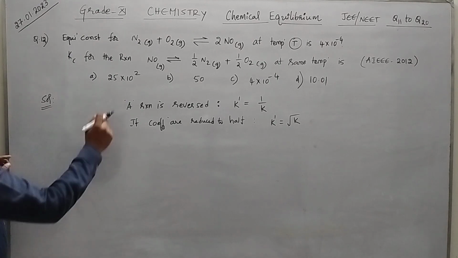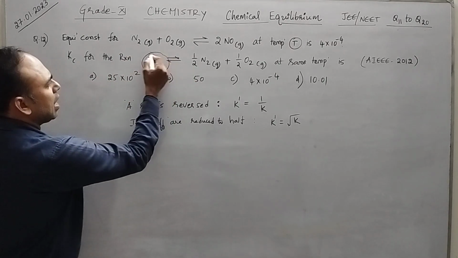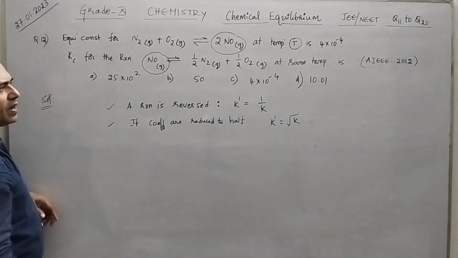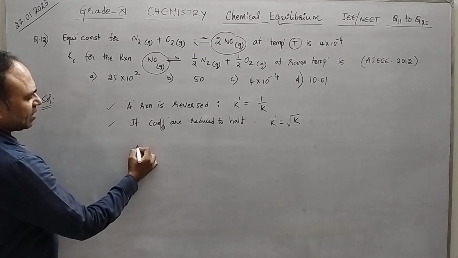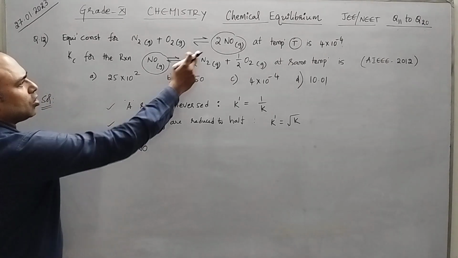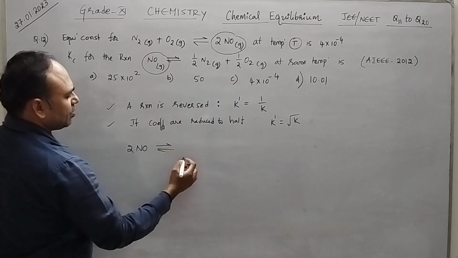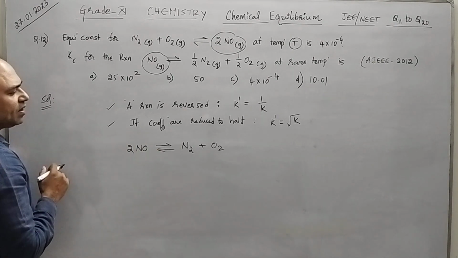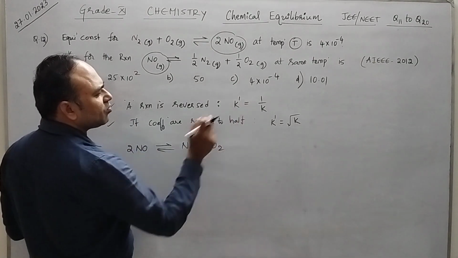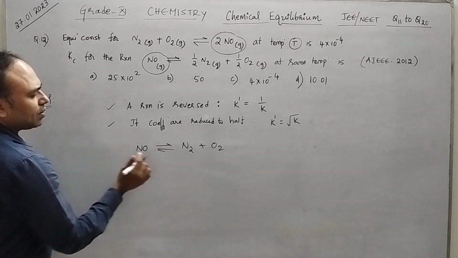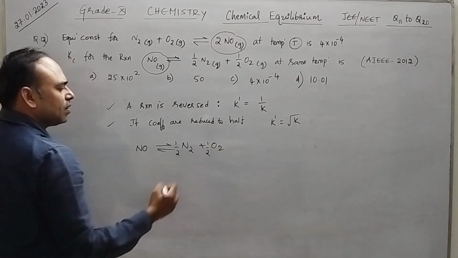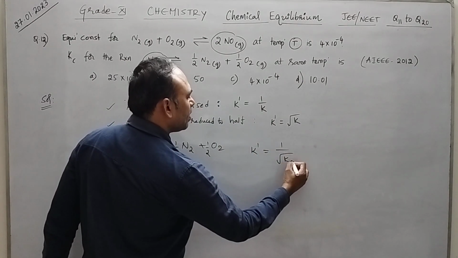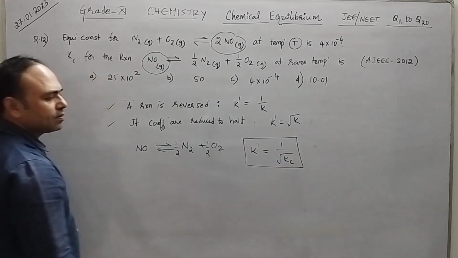Now consider what is happening to this reaction. First and foremost thing, 2NO is being converted into N2 and O2. That means both things happened here. The reaction is reversed like this: 2NO gives us N2 plus O2. So the reaction is being reversed. If reversed, you know it is 1 by K, and they have reduced the coefficients to half. Hence we can write K dash is equal to 1 by root of Kc. So this will be your formula.